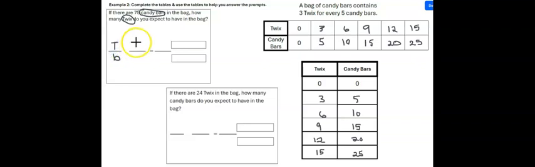And then I'm going to fill in my rate that they gave me. That's back over here. Remember, it was 3 to 5. It's in our chart, 3 to 5. So instead of using a table when we read these, we can eventually just set up this proportion and solve without having to do all of that.